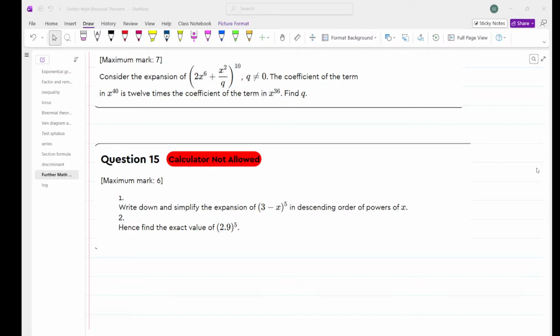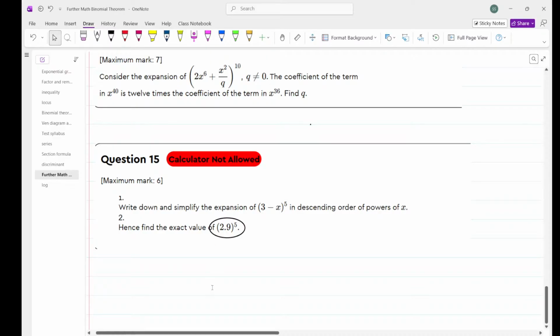Minus x raised to power 1, 5C1 times 3 to the power of 4. You can see, wait. You can tell me just what you will do for the second bit. Suppose we have to find the value of 2.9 raised to power 5 exactly. I'm not saying solve it exactly. Just tell me what you will do for the second bit. That's the only thing I want to know.